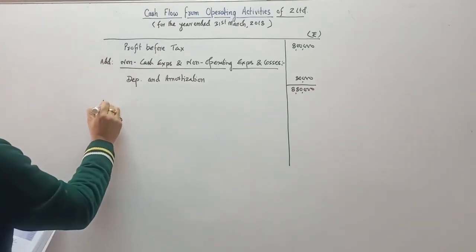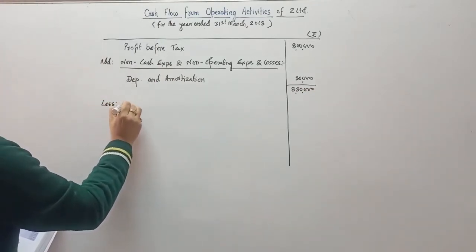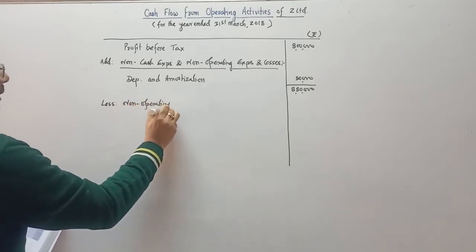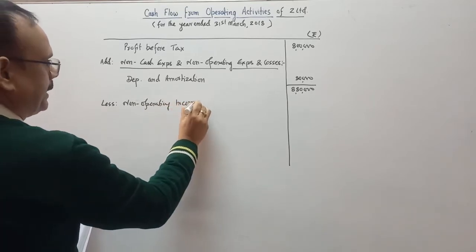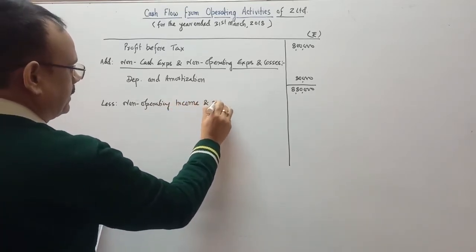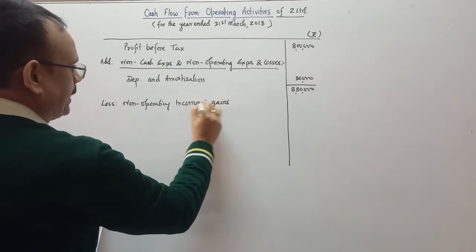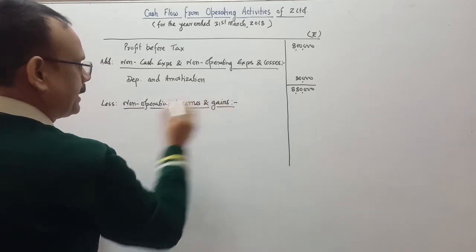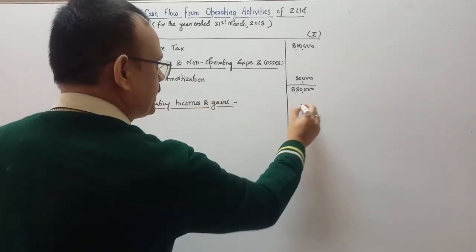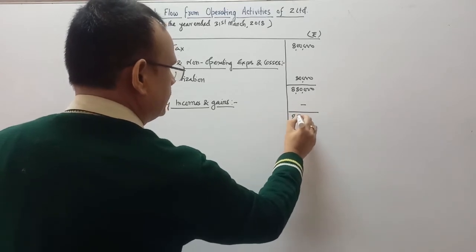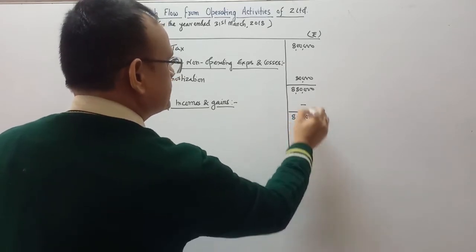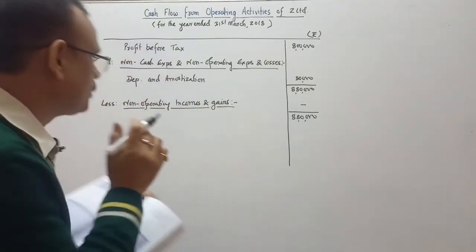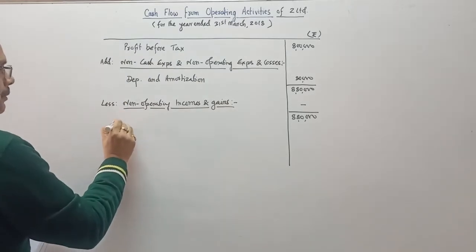Next step is what? We will deduct non-operating incomes and gains. But there is no non-operating incomes and gains in A Limited, in Z Limited. Now this profit is called operating profit.